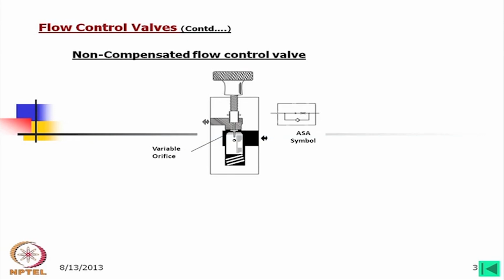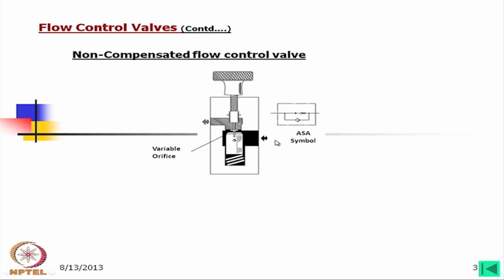Now, if we look into this figure, this is a non-compensated flow control valve. This can work in both ways. This means in one way it is free flow through a check valve, but in the other way it is a flow control valve or throttle valve.